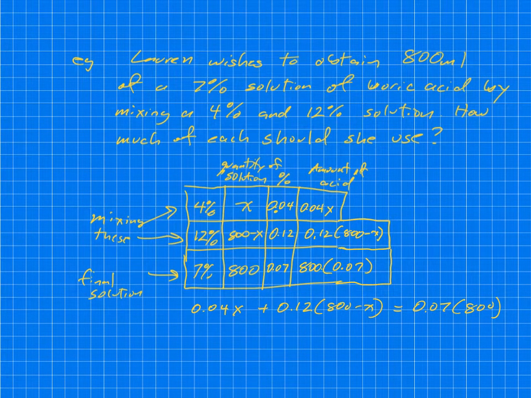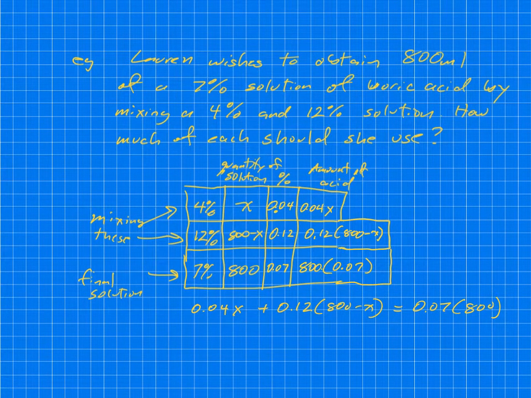This is 12 over 100. This is 7 over 100. What's the LCD if I wrote this as a fraction? 100. What would happen if I multiplied each of these numbers by 100? Wouldn't it be a little bit nicer? Yeah, they'd be whole numbers.